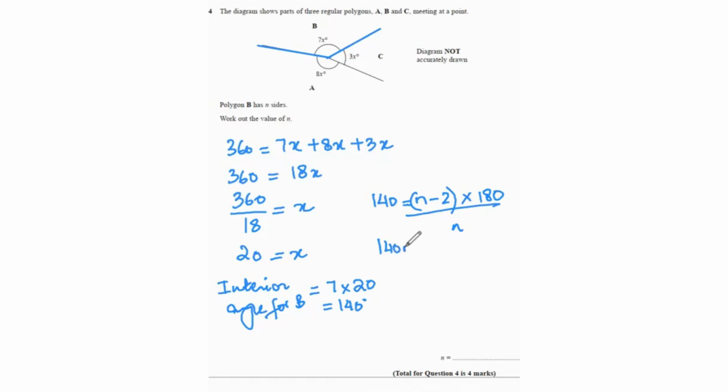Cross multiply. 140n equals 180n minus 360. So 360 equals 180n minus 140n, which is 40n. Divide the two, and that gives us 9. So this polygon has 9 sides.